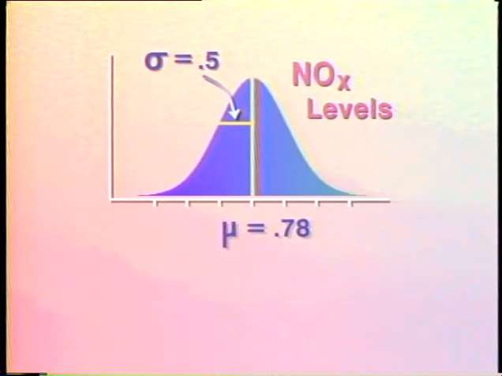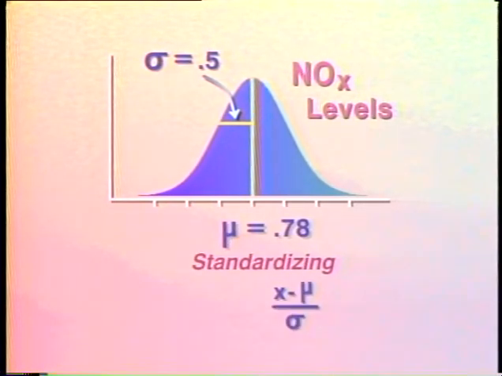Now, areas under this curve show us the percentage of observations falling in a given range. We're now going to see how to find these percentages exactly by standardizing. This means describing the measurements in terms of standard deviations away from the mean. We standardize our measurements by taking each value x, subtracting the mean, mu, and dividing by the standard deviation, sigma. The result is the standardized measurement, which we call z.